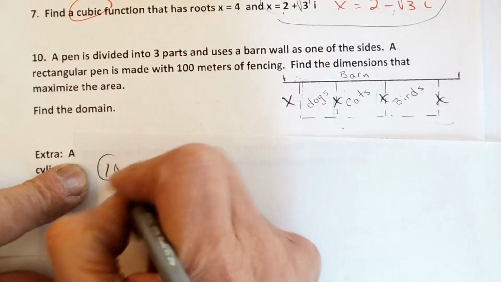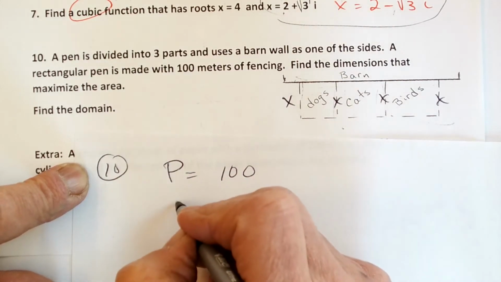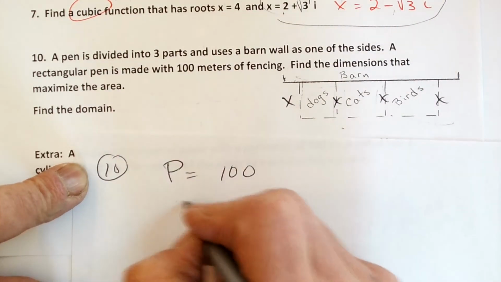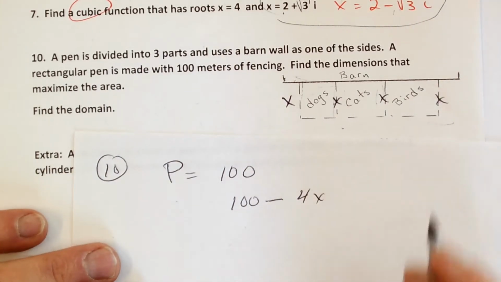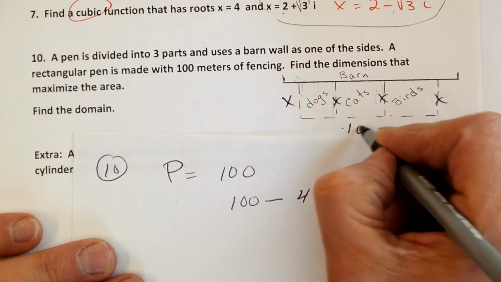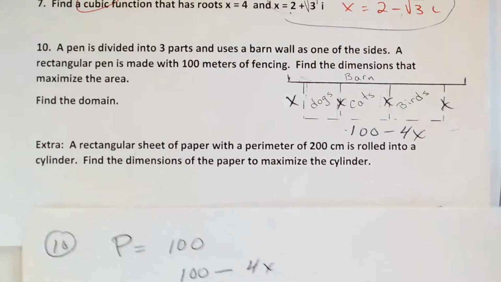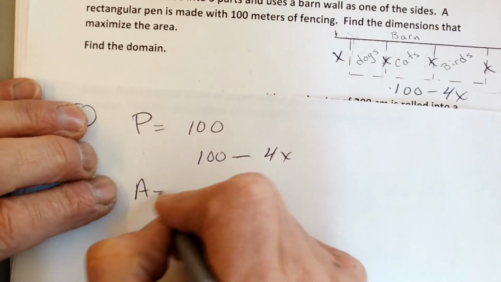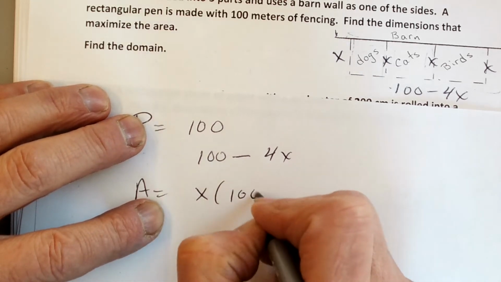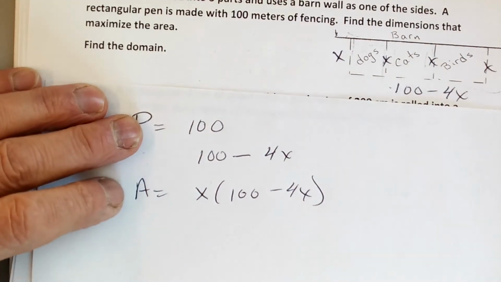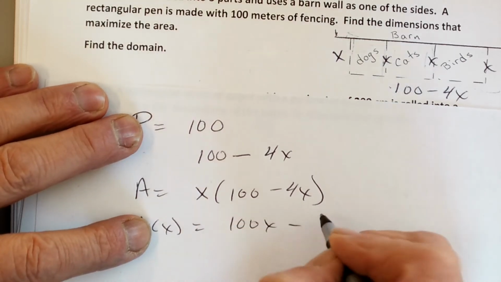So to start off, my perimeter, which is 100, for what's left over for this side is going to be 100 minus those 4 pieces of wire. So that is what we have for the length, 100 minus 4x. Now, if we want to maximize the area, that's no problem. Area is width times length, so it's just going to be x times 100 minus 4x. If I simplify this, I'm going to have 100x minus 4x squared.